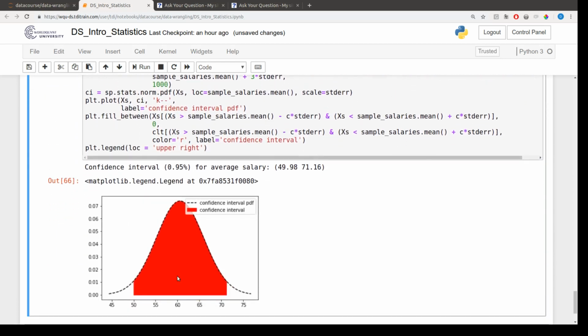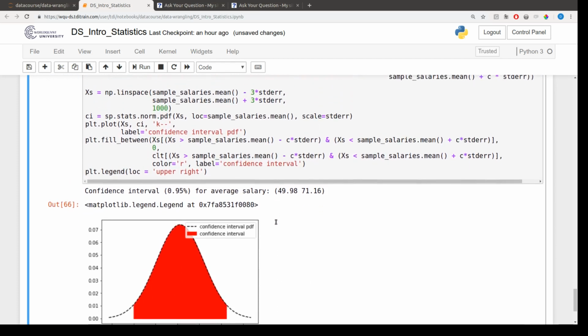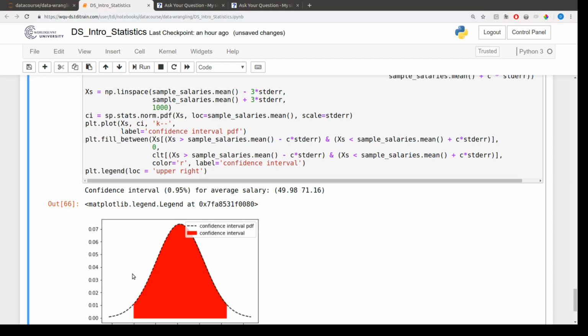So if I center my central limit theorem distribution on my sample mean, just above $60,000 a year, I could equally well calculate how far to either side I need to go to capture 95% of the probability. And in this case, it turns out that 95% of the probability of this central limit theorem distribution lies between a lower bound of about $50,000 a year and an upper bound of $71,000 a year.